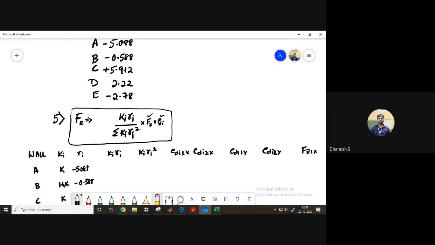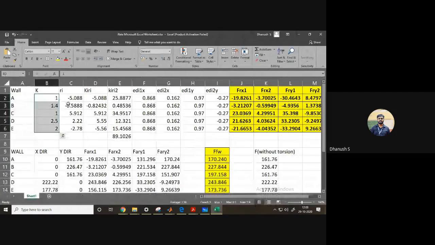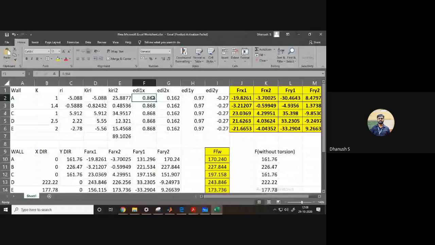For 2 cases, the force along x direction and force along y direction will be the same, but each time your design eccentricity value will change. To solve that, we've used this Excel sheet. We have 5 walls, the stiffness of all the 5 walls, R values of all the 5 walls, Ki Ri and Ki Ri square. For Ki Ri square, find out the summation, keep it aside, and list the 4 design eccentricity values. I'll explain how to calculate force for any one case. It will be similar for all the 4 cases.